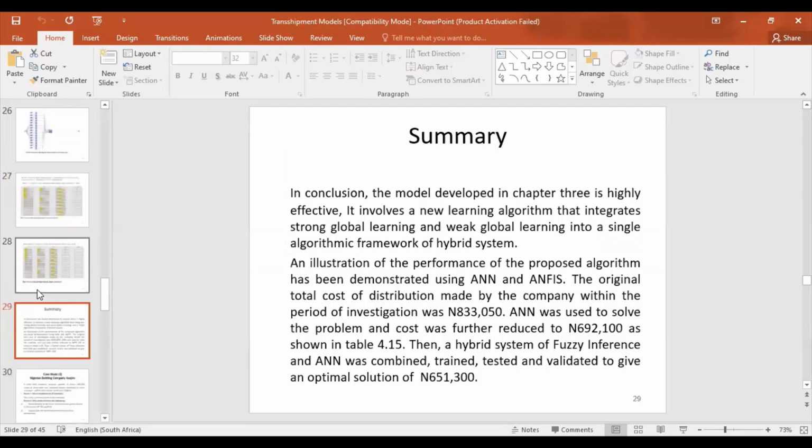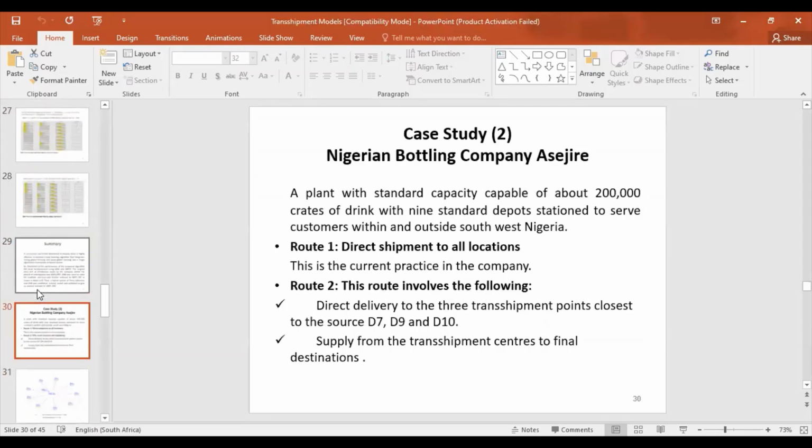So having done this, the summary shows that the model developed is highly effective, as the solution obtained from ANFIS is superior to that of ANN and also the classical model. For the second case study, we tried a bottling company, and the bottling company has a source and multiple destinations, and the problem has always been issues with costs, optimizing costs.